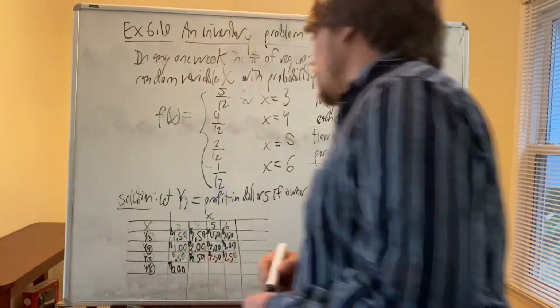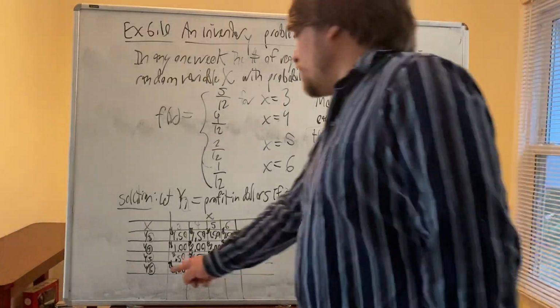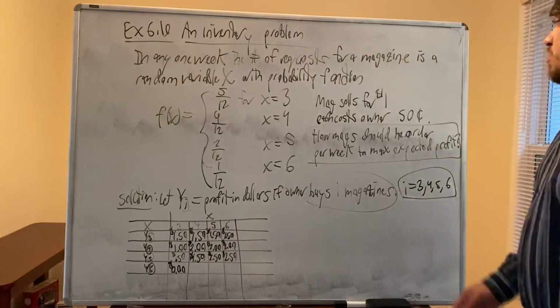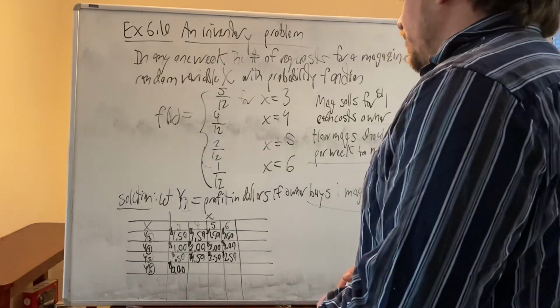If he buys 6 magazines, he can only sell 3 of them because there's only 3 requests. Now, if he buys 6 magazines and there's 4 requests, then he spends $3 to buy the 6 magazines, and he makes 4. So he makes $1.